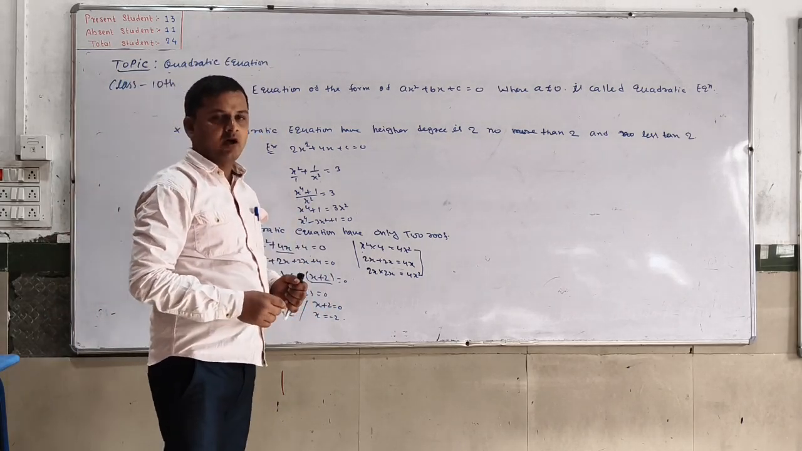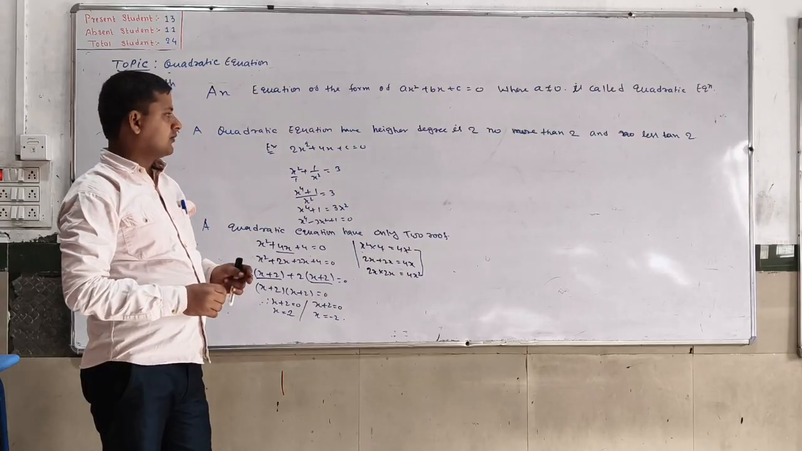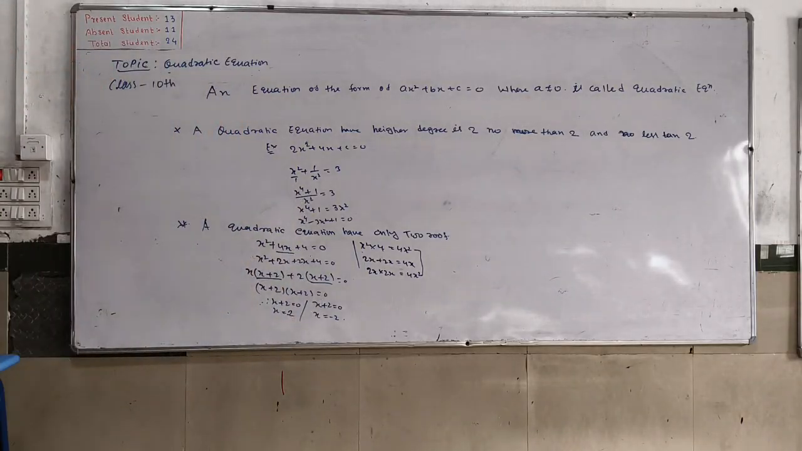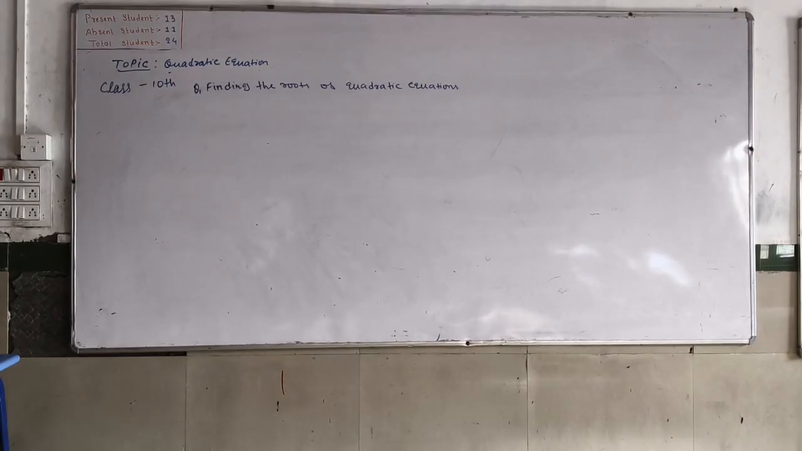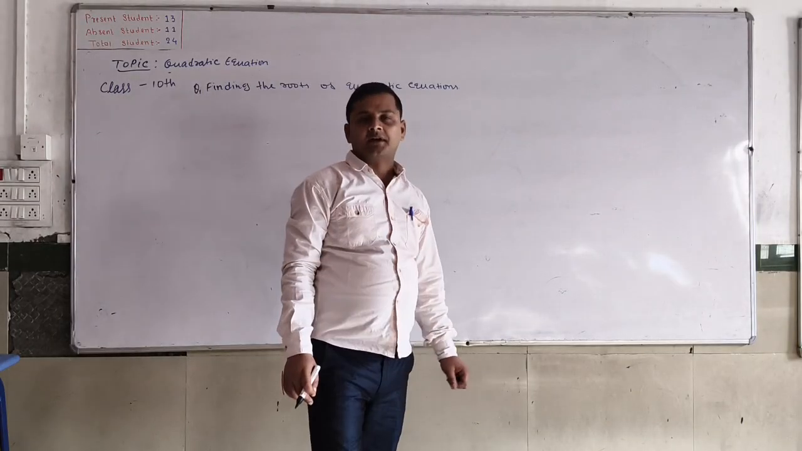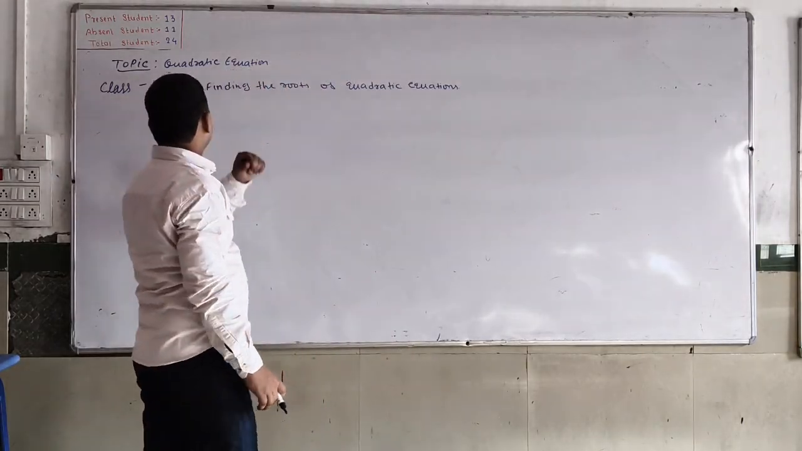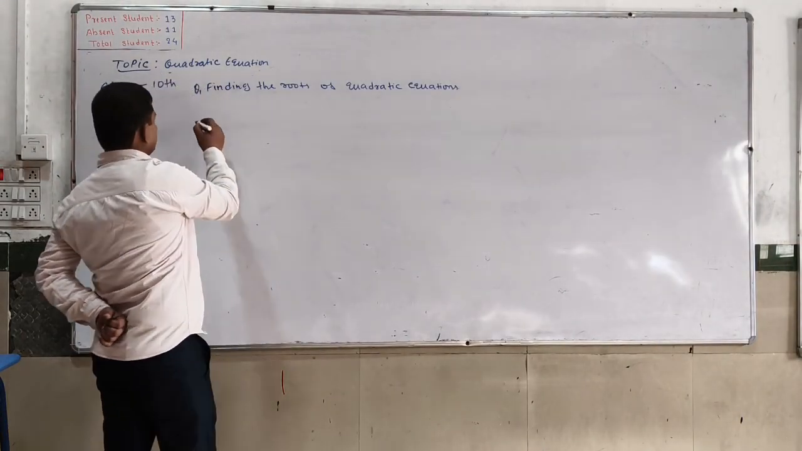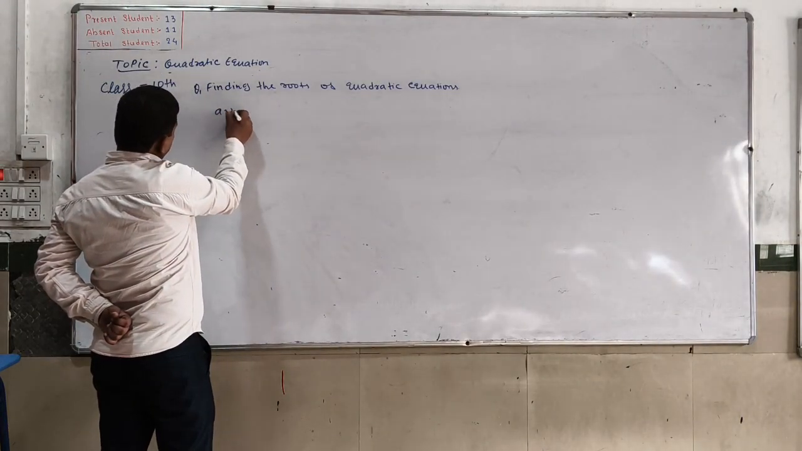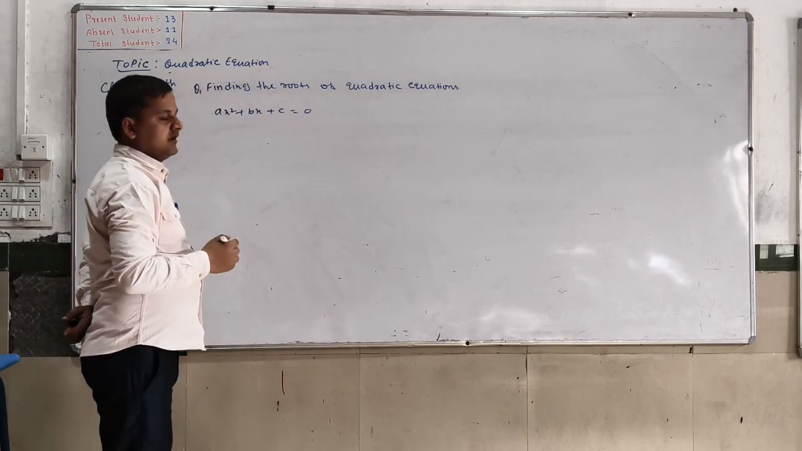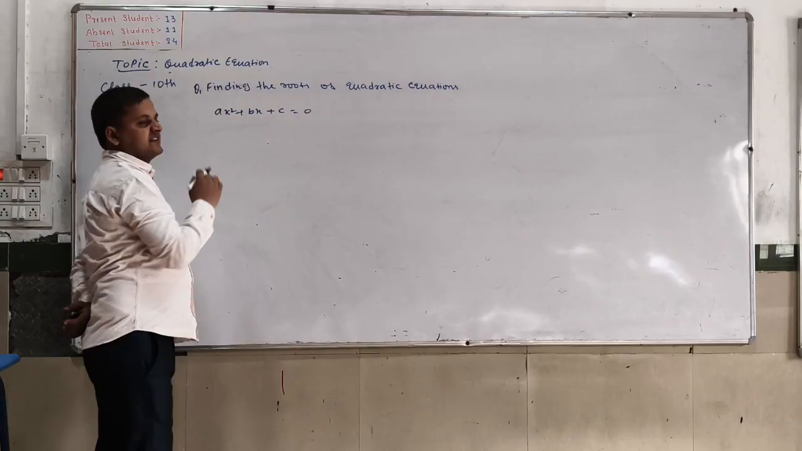Next up, finding the roots. How can we find the roots of quadratic equations? We already know that a quadratic equation is in the form of ax square plus bx plus c equal to 0. How do we find the roots of these equations?